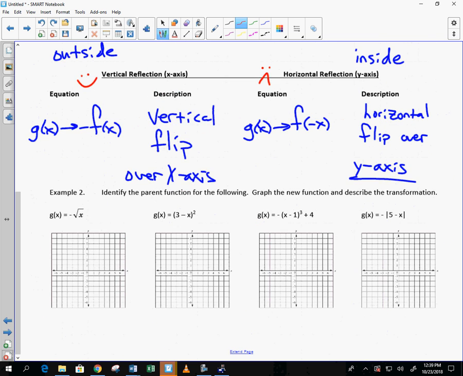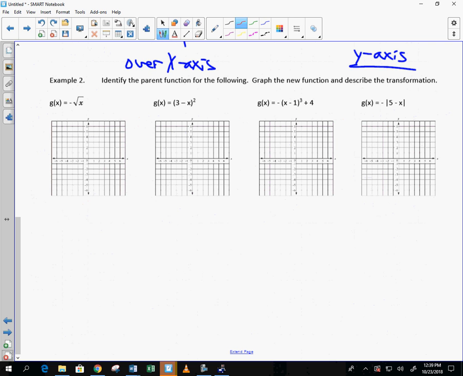So let's look at this negative on the outside. First of all, I've got a graph of the square root of x. Is it negative on the outside or is it on the inside? Outside, so that's going to affect it vertically. So it's going to flip down like so.